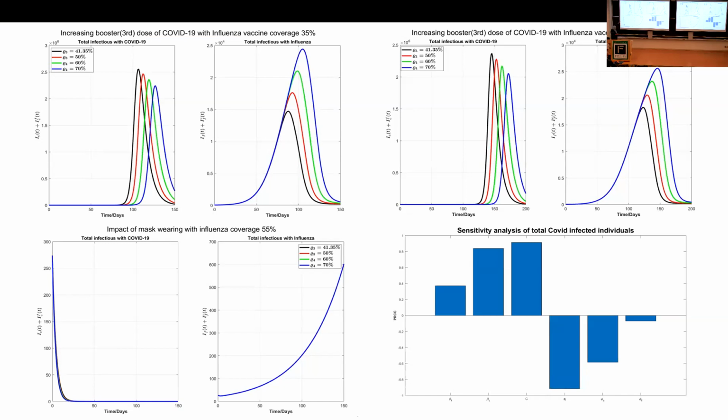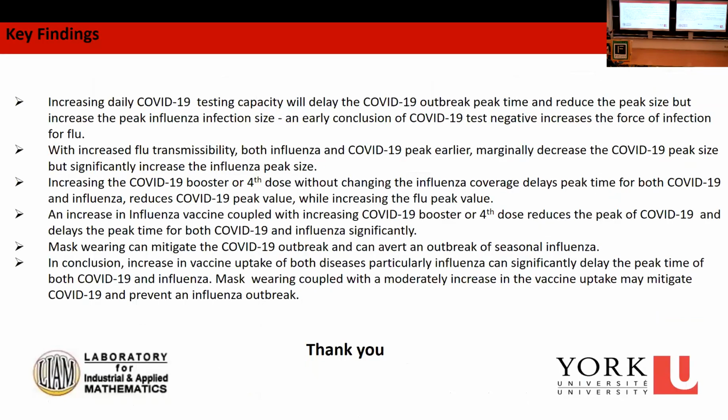And further, we incorporate the influenza vaccine and COVID vaccine with the mask wearing, 20%, and we can see with the mask wearing, if coupled with the vaccine, it can clearly mitigate the COVID-19, but it can also control the outbreak from the influenza. Further, our sensitivity analysis is in progress, and that's it. These are the key findings.